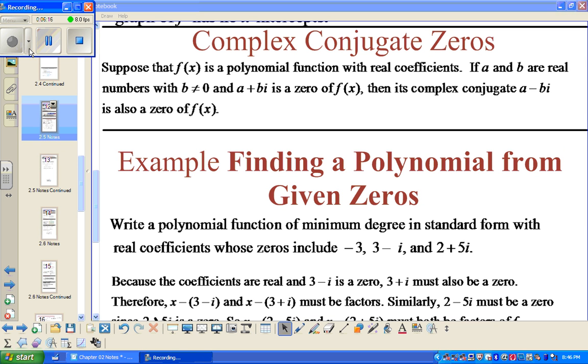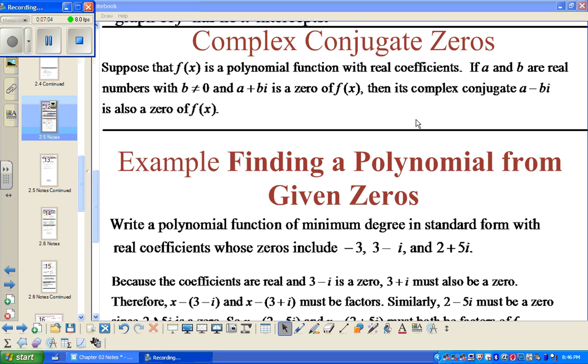Now here's a real important note. The complex conjugate zeros. Suppose that f of x is a polynomial function with real coefficients, like normal. If a and b are real numbers, and b is not equal to 0, and a plus bi is a zero of f of x, then its complex conjugate a minus bi is also a zero of f of x. So basically what that's saying is, if you have a zero that includes an imaginary number, then its complex conjugate must also be a zero.